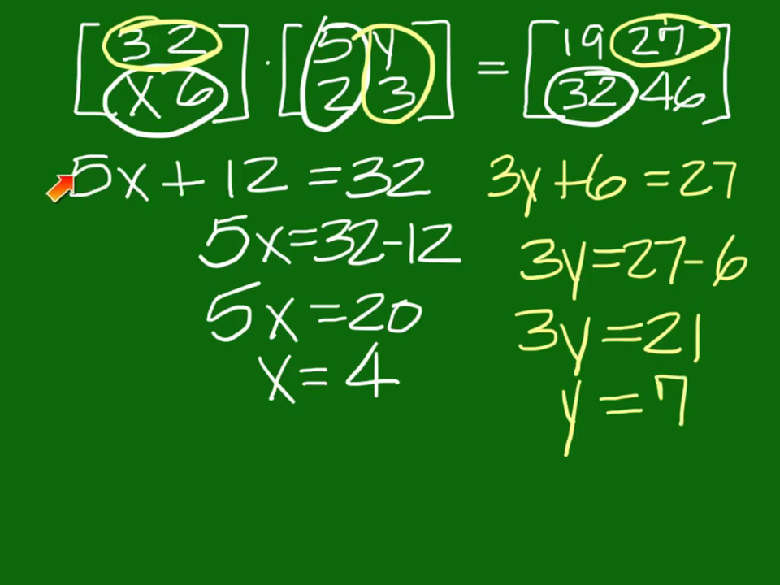When we came up with 5x plus 12, we did it by doing this. The x times the 5 and then the 6 times the 2. And we used 32. On this one over here, we did 3 times y and then 2 times 3 and used the 27.